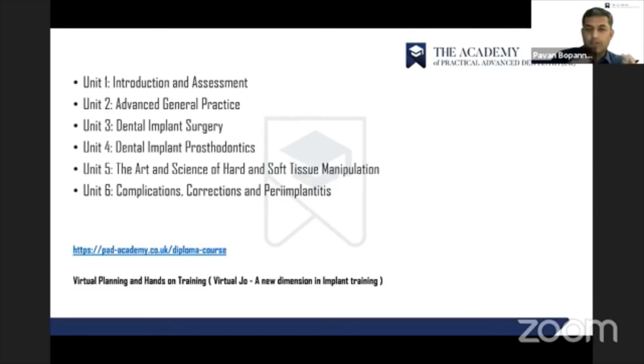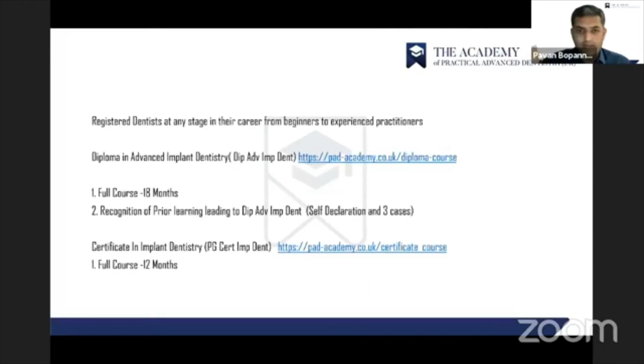So you will plan on that model, you will place implants on the same model, you will create a little defect and you augment it, and then you rectify the defect when you get to Unit 6. So we will take you through the entire implant journey on this course. Okay, so these are the 2 main parts. So one's the diploma and one's the certificate.